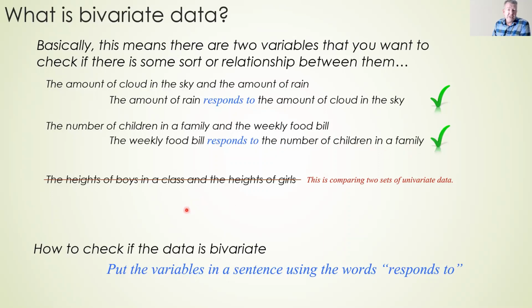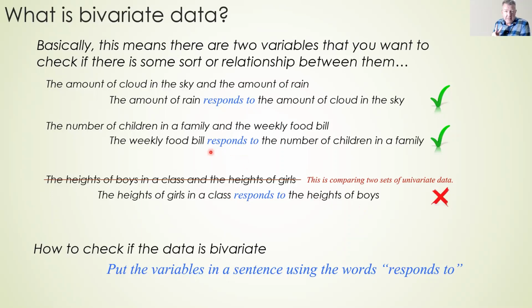What about this third one? Just checking. We've already decided that it's two sets of univariate. The heights of girls in the class responds to the heights of the boys. It doesn't really make sense, does it? Nothing to do with each other. It's more to do with your parents outside. Okay, no good. All right.